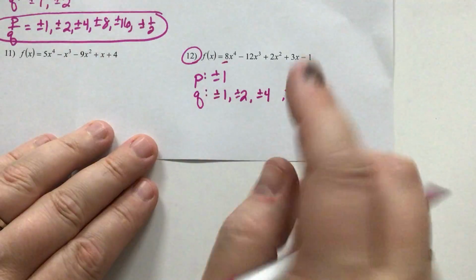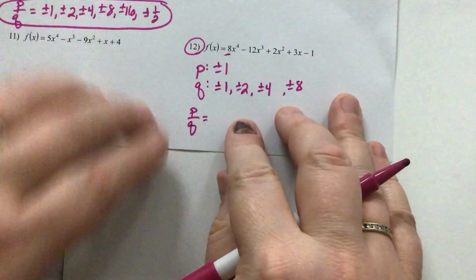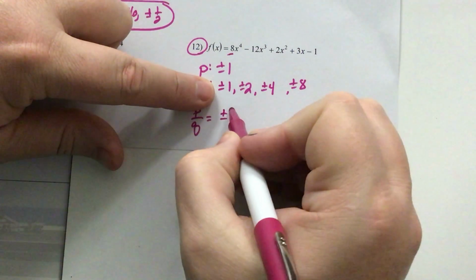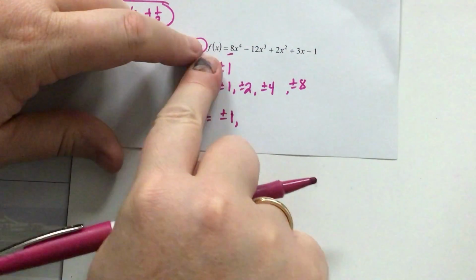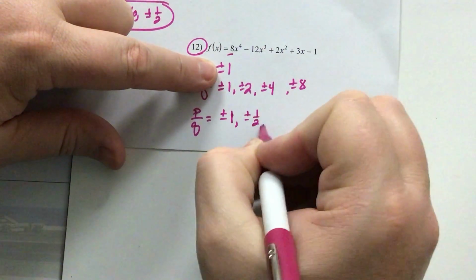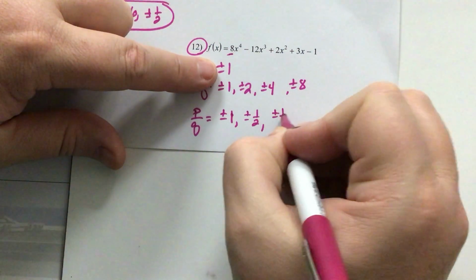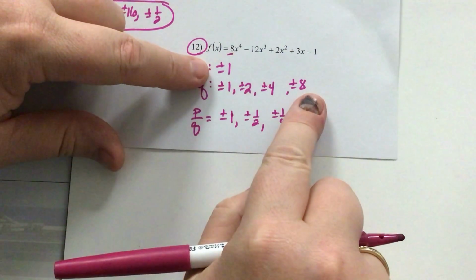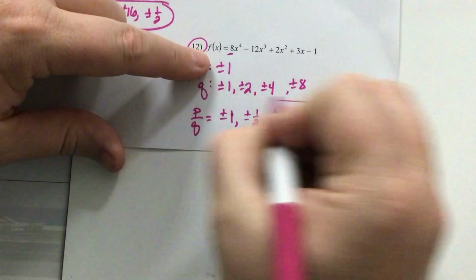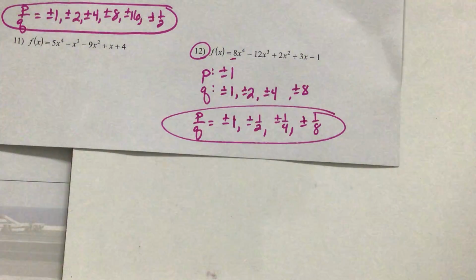Okay, so again, to list my possible rational zeros, I'm going to put P over Q. So we're going to put what's 1 over 1? 1. Okay, next up, what's 1 over 2? 1 half. 1 over 4? 1/4. And last, 1 over 8, which is 1/8. Again, that's all we're doing, because tomorrow we're going to take it another step.